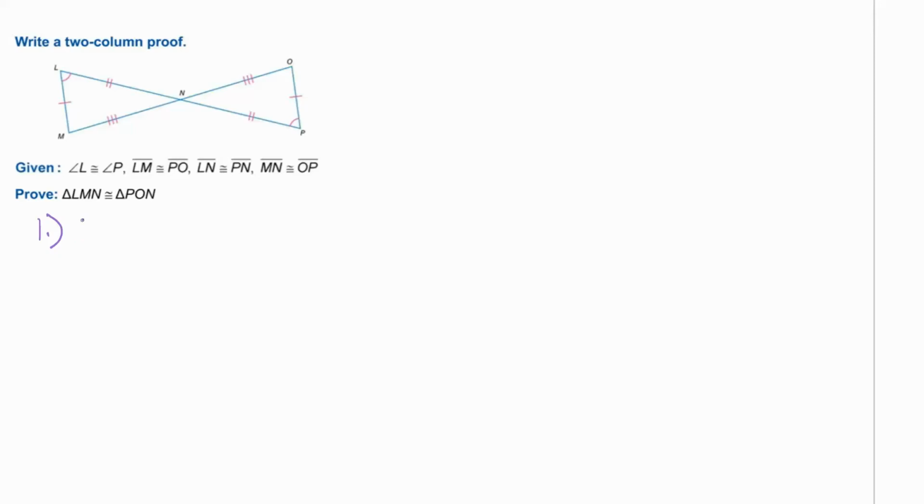So we have angle L is congruent to angle P. LM is congruent to PO. LN is congruent to PN. And MN is congruent to OP. So we have all the sides congruent, and we want to prove that the other two corresponding angles are congruent.